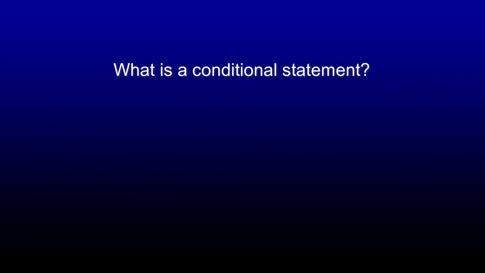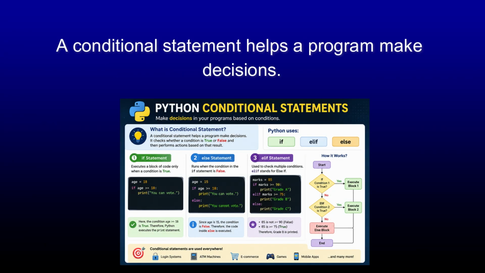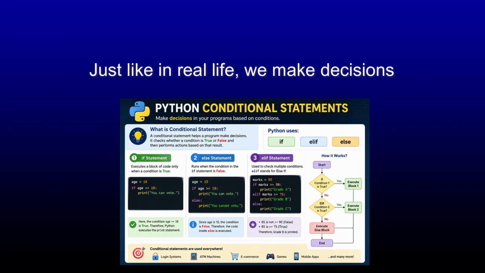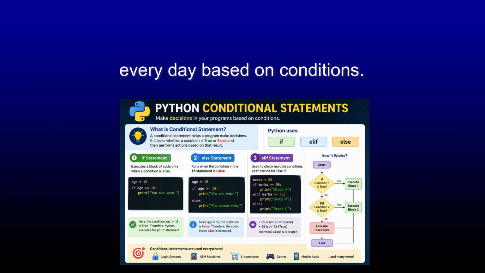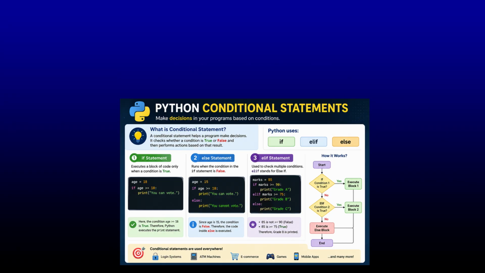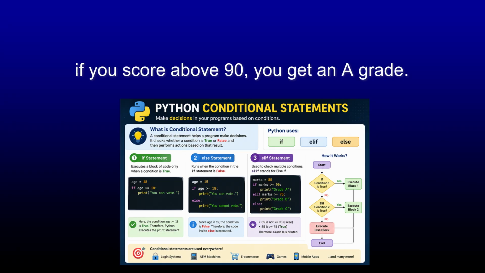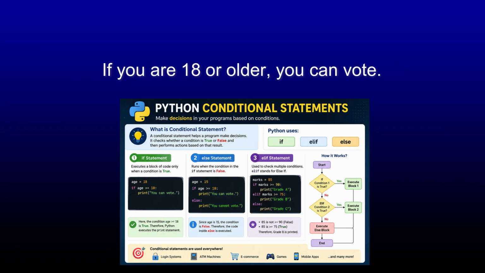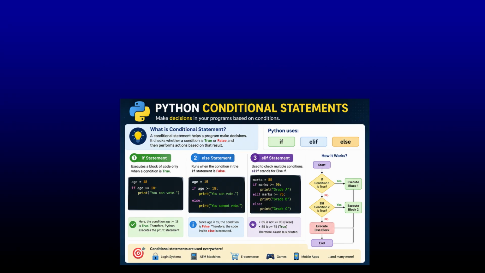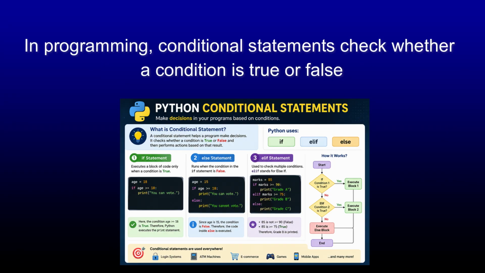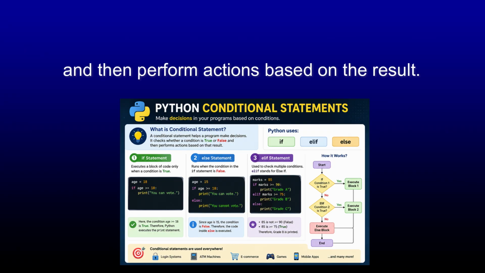So let's get started. What is a conditional statement? A conditional statement helps a program make decisions. Just like in real life, we make decisions every day based on conditions. For example, if you score above 90, you get an A grade. If you are 18 or older, you can vote. In programming, conditional statements check whether a condition is true or false and then perform actions based on the result.